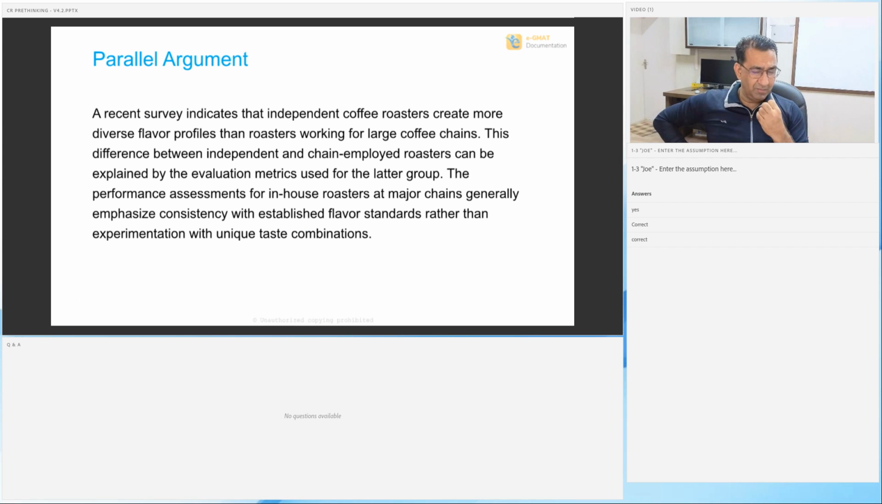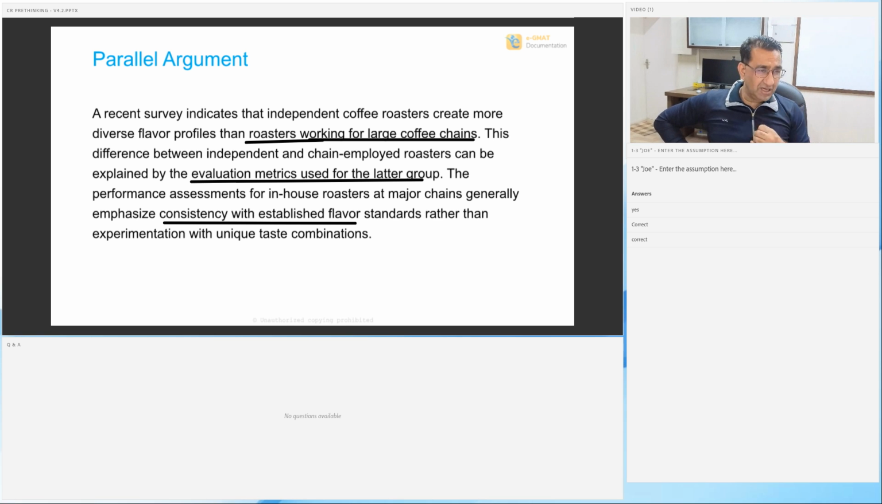So here's an example of an argument that's very, very similar to the argument we were talking about. A recent survey indicates that independent coffee roasters create more diverse flavor profiles than roasters working for large coffee chains. So you're comparing two entities again over here. This difference can be explained by the evaluation metrics for the latter group. So we only are talking about one group, which is these guys over here, roasters working for large chains. Performance assessments generally emphasize consistency with established flavor profiles rather than experimentation.